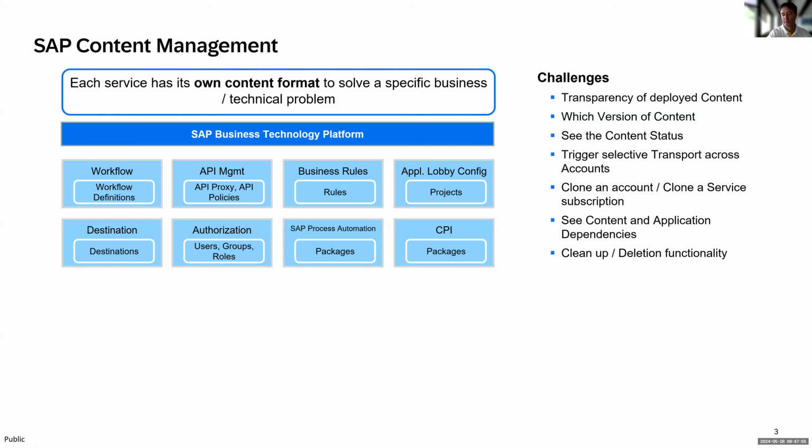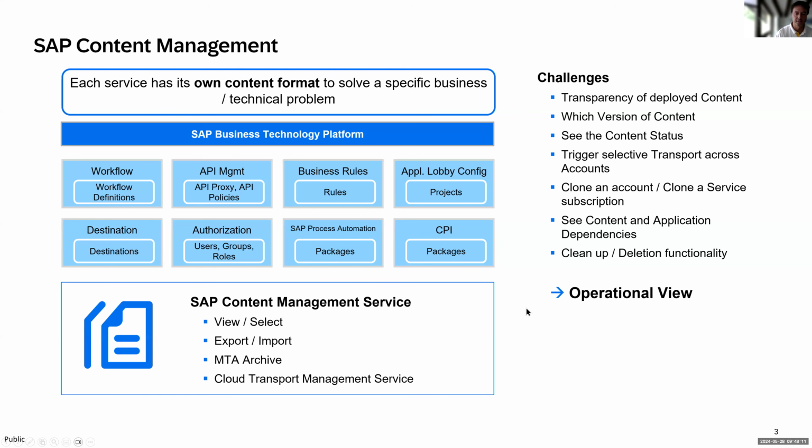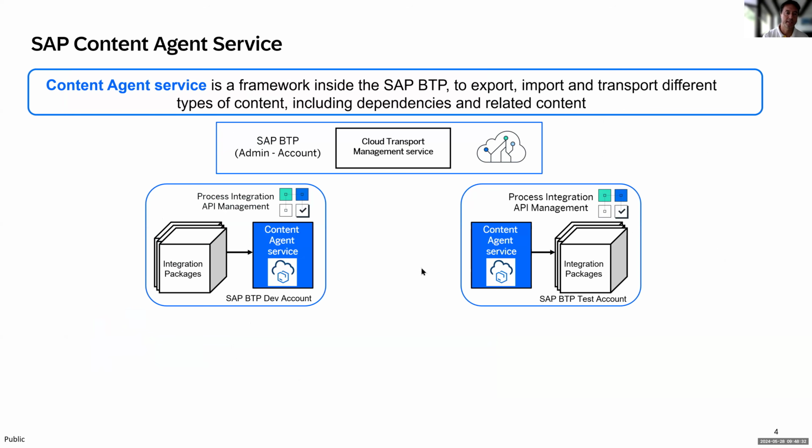And last but not least, if you have a dummy system or a test system you would like to clean up, you would need a deletion functionality. So basically what can be missing is an operational view, and this is what is needed. So we would like to have a content management service where you can view and select certain content types, and export and import them. You might want to transport it via an archive file or via the Cloud Transport Management service. And this is basically what is offered by the Content Agent service.